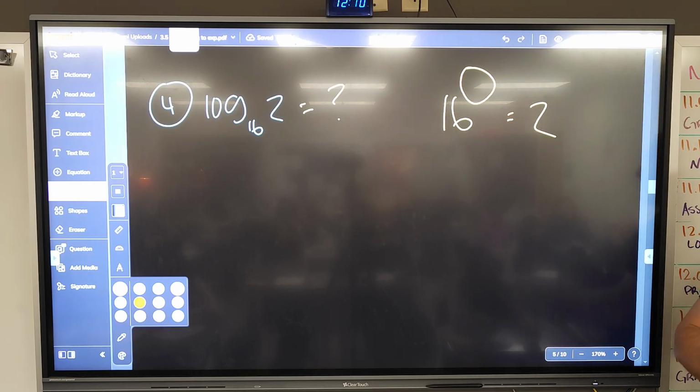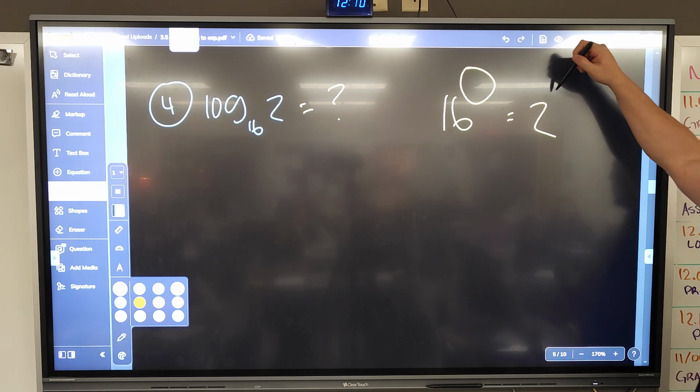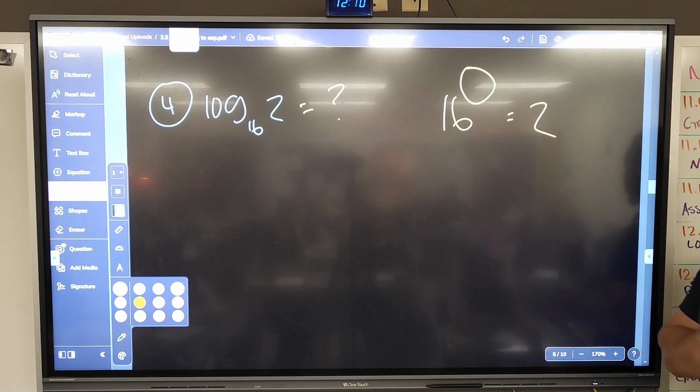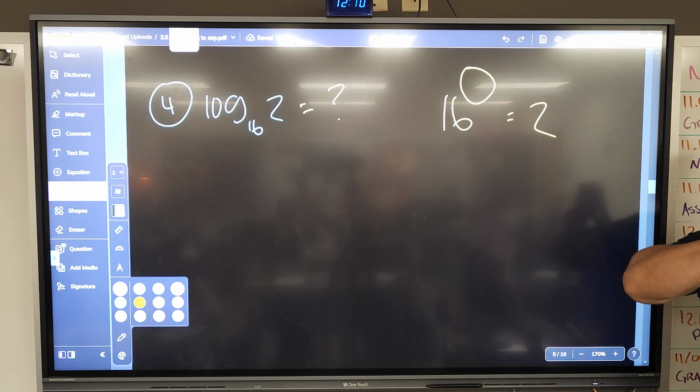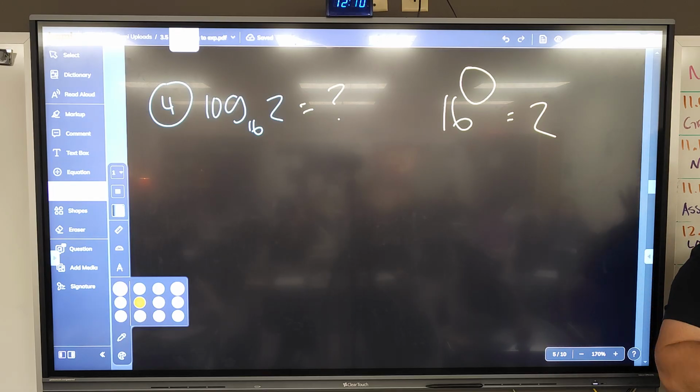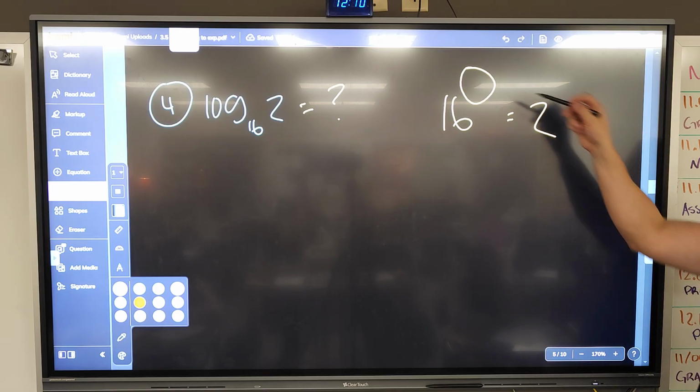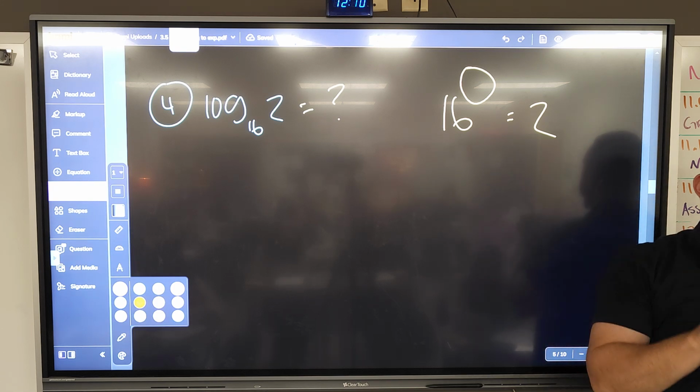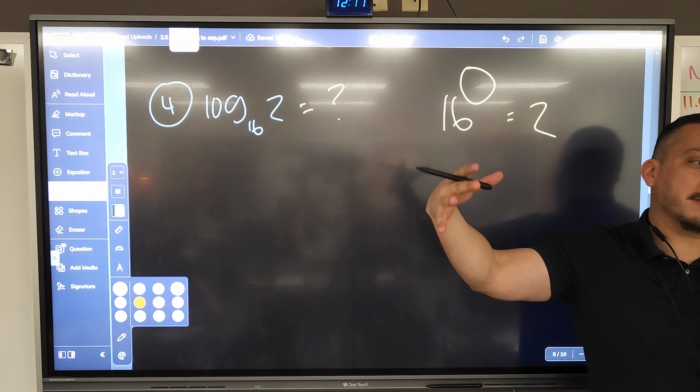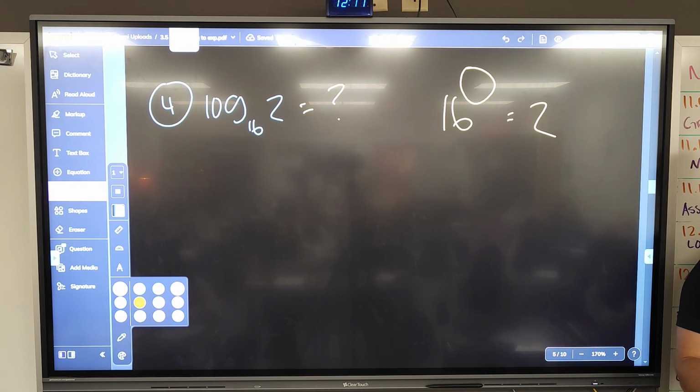So just do it backwards. 2 to what power gives you the 16? Well, let's do it again. 2 times 2 times 2 times 2. That's 4 2s. Okay. So to go in this direction, you have to explode it by a power of 4. So if you want to go backwards, you shrink it by the opposite of 4.